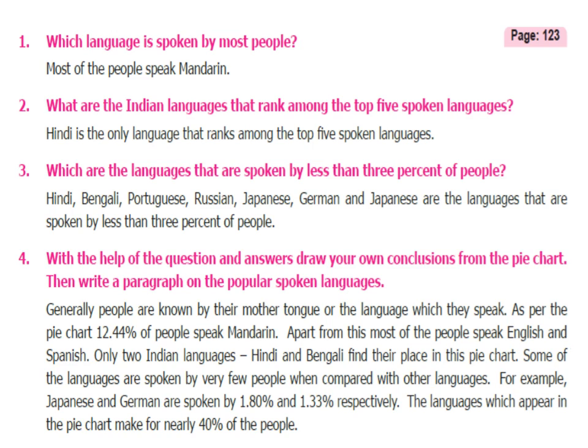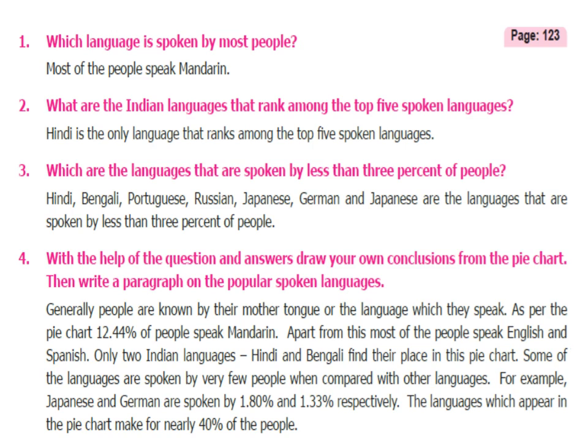Which language is spoken by most people? Most of the people speak Mandarin. What are the Indian languages that rank among the top 5 spoken languages? Hindi is the only language that ranks among the top 5 spoken languages. Which are the languages that are spoken by less than 3% of people? Hindi, Bengali, Portuguese, Russian, Japanese, German, and Javanese are the languages that are spoken by less than 3% of people.